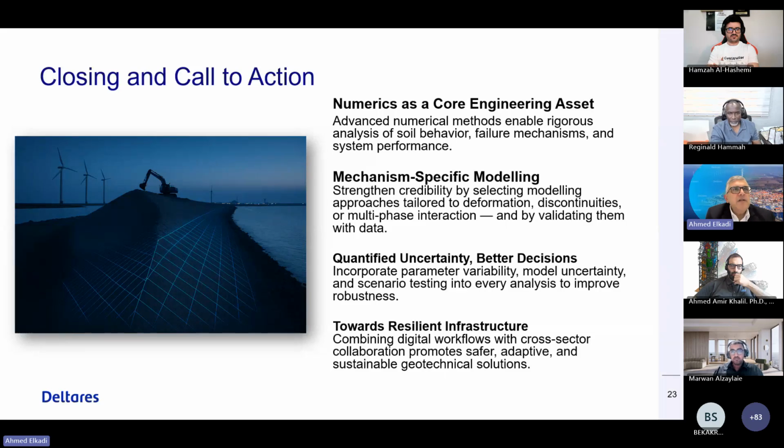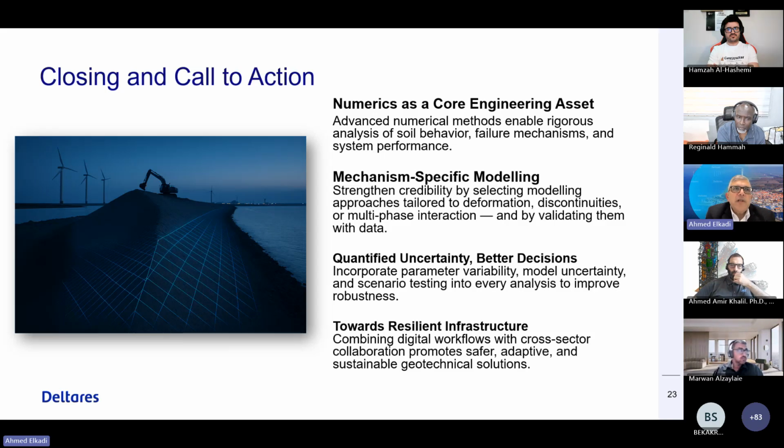Quantified uncertainty, better decision, that has to do with we can move to a probabilistic domain. So the more we know, the more credibility we have. We can also have parameter variability, include model uncertainty, and this all comes back in added value to the solution and to the answers we give and to the decisions we make.